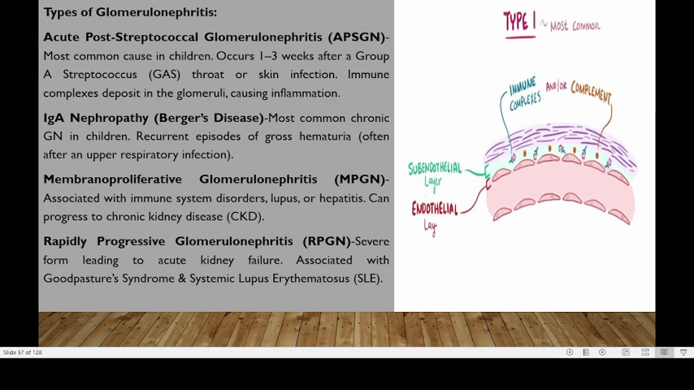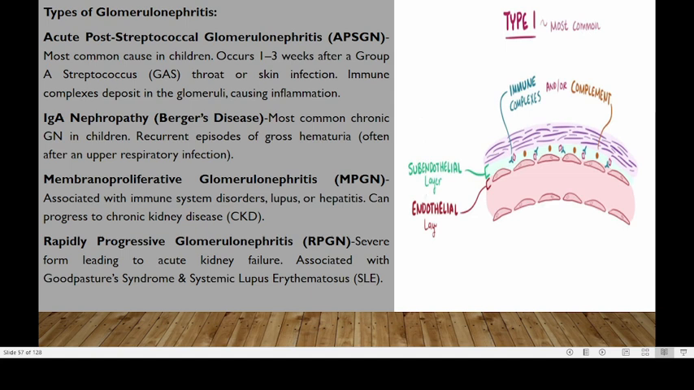In terms of types of glomerulonephritis, we have the first type, we refer to it as the acute post-streptococcal glomerulonephritis. This is the most common in children and occurs between 1 to 3 weeks after a group A streptococcus throat or skin infection. Immune complexes deposit in the glomeruli, and that causes inflammation.